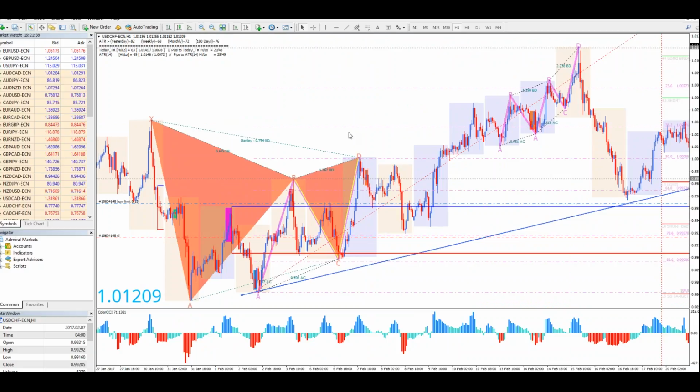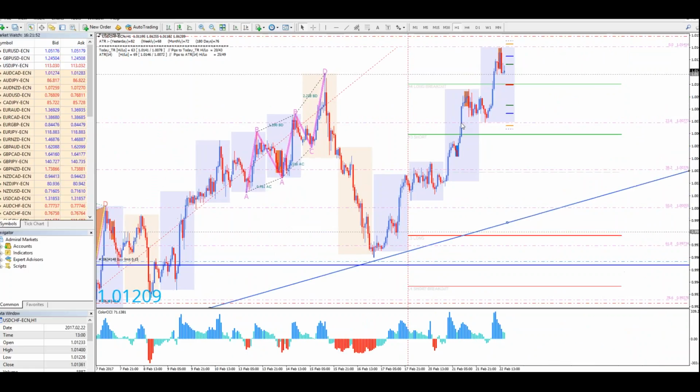But guys, as I say, you don't take every single trade that indicators tell you. You need to learn price action, to assess price action from a trader's perspective. Okay, so you see here, if I saw ABCD, I would short it.